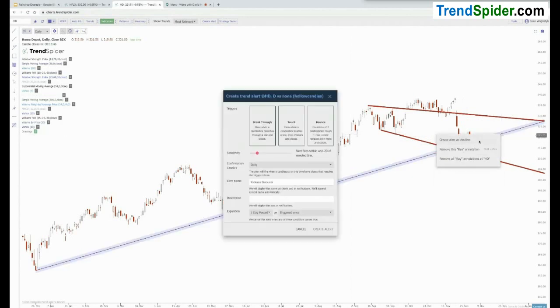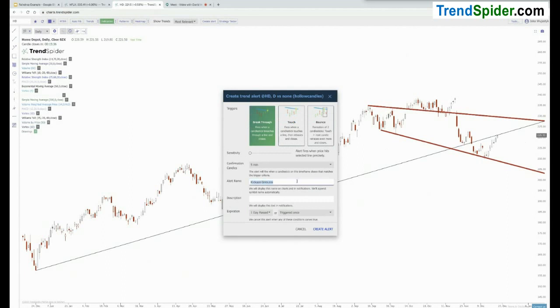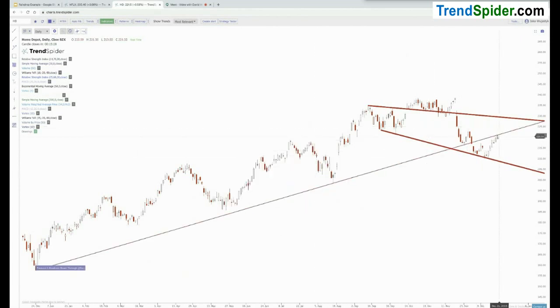And so I can go in, create an alert at this line, and tell me whenever the price breaks through this line, I want to be alerted whenever the 5-minute candle does that. So I'm going to name this alert previous support breakout. And then I'll just do expires in 10 days, and the alert's created. So now whenever the price breaks through this line, if it does, I'll be alerted without having to be there watching the price action by the 5-minute candle.